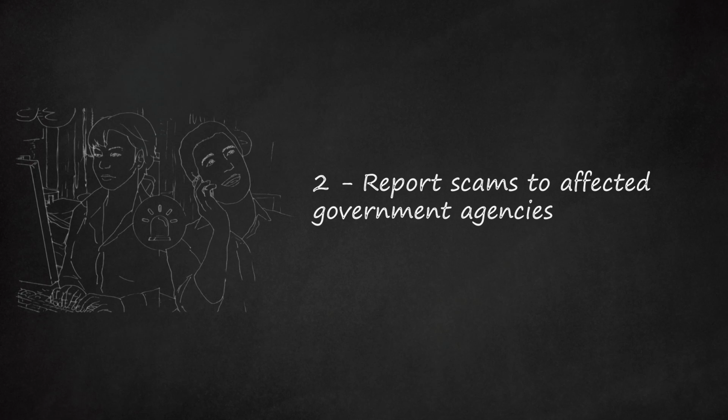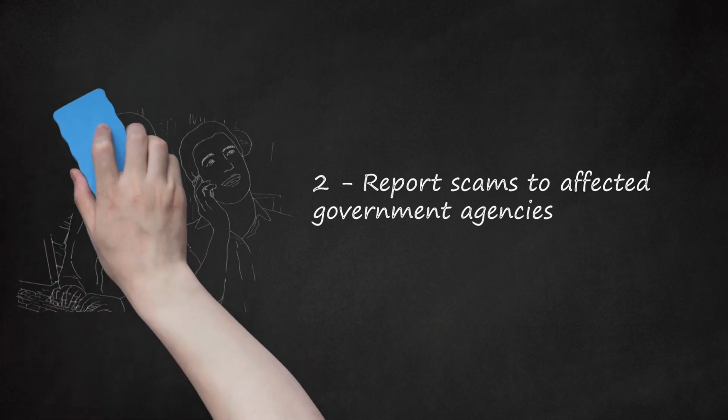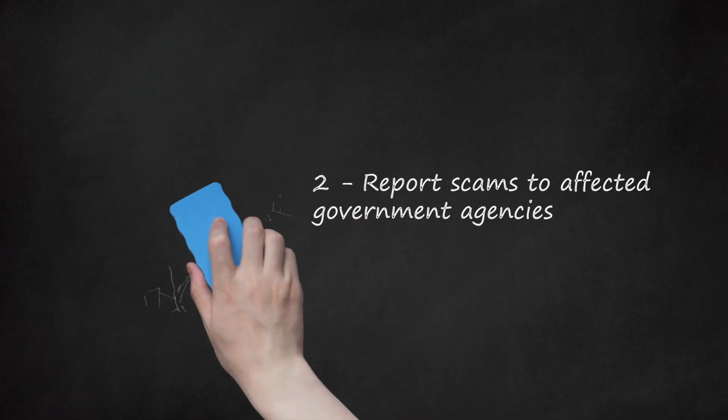U.S. Mail. If the fraudster used the U.S. mail to commit the fraud, then report it to the U.S. Postal Inspection Service. You may complain by calling 1-800-275-8777. You can also complete an online complaint here.